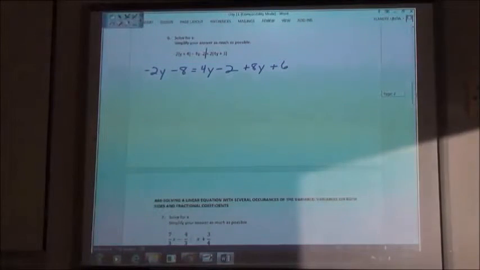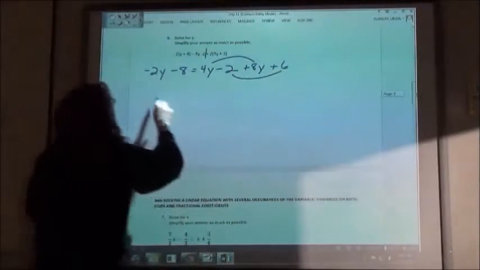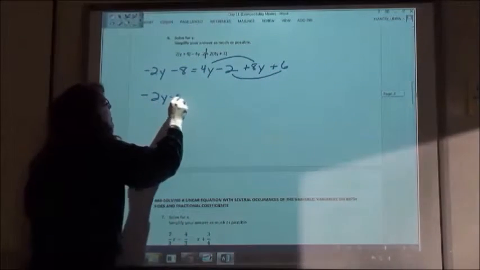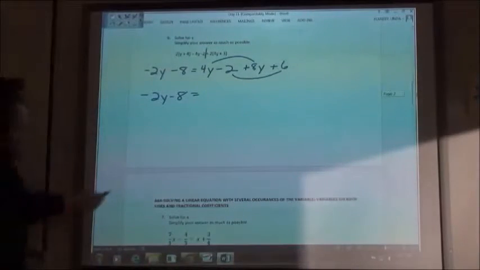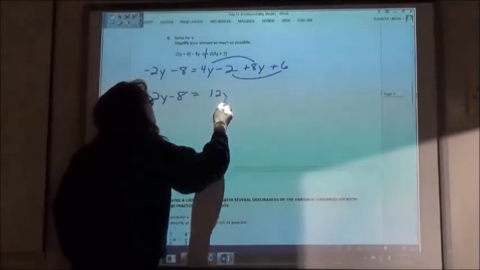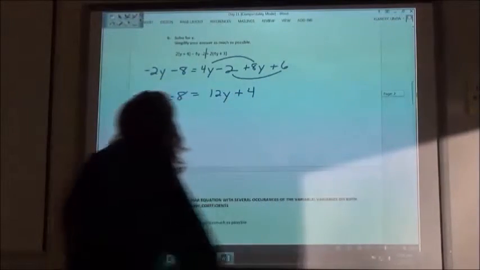And so the left side only has 2 terms, but the right side, I'm going to be able to combine some stuff, right? Yep. Put my y's together, put my numbers together to simplify that. Negative 2y minus 8 is going to equal 12y plus 4. Yep. Now I can go about solving it.